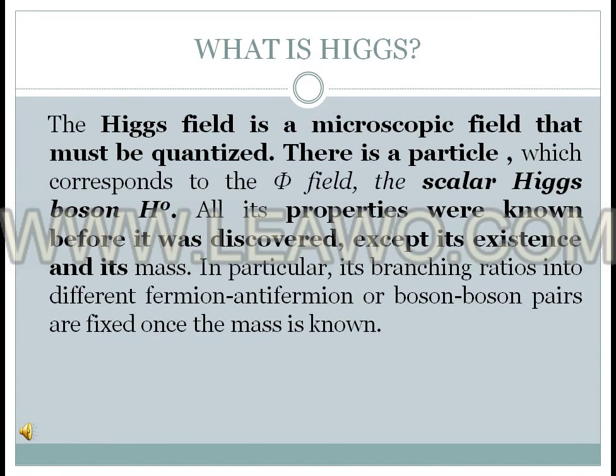Now let us start with the topic, what is Higgs? The Higgs field is a microscopic field that must be quantized. There is a particle which corresponds to the phi field, the scalar Higgs boson H naught. All its properties were known before it was discovered, except its existence and its mass. In particular, its branching ratios into different fermion-antifermion or boson-boson pairs are fixed once the mass is known.